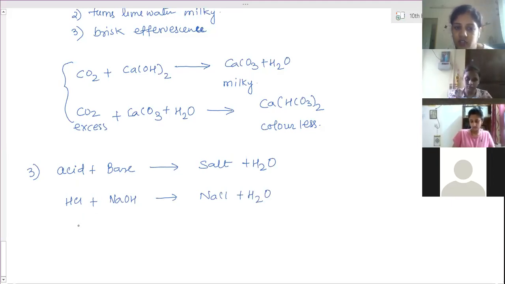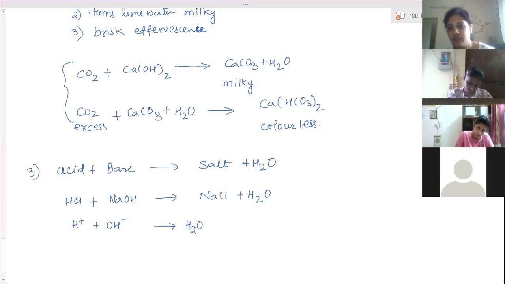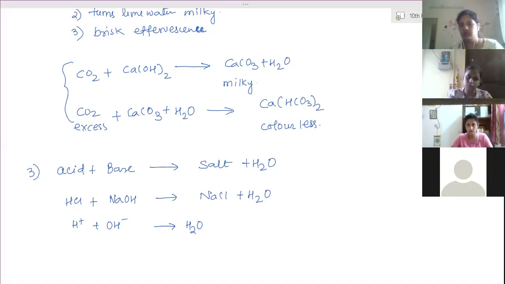In this case, this reaction is called neutralization because H plus ions of acid and OH minus ions of base combine to form water. They combine. There are no free H plus or OH minus ions. Therefore they do not show any acidic or basic properties. Clear? Okay, so this is a neutralization reaction.